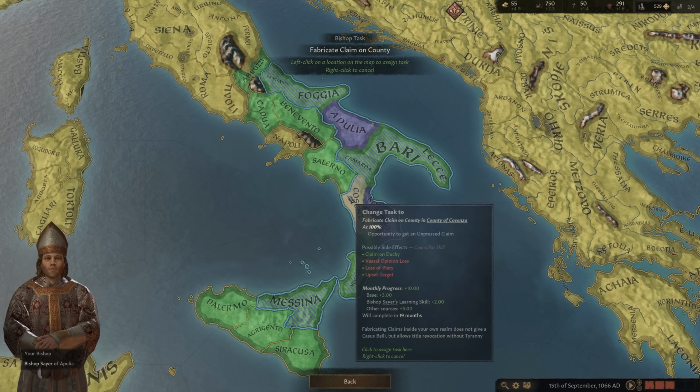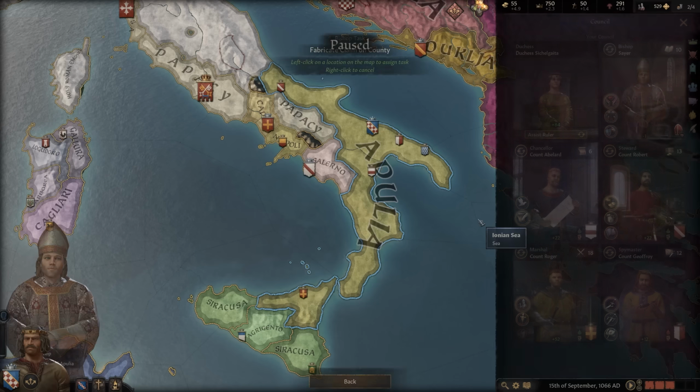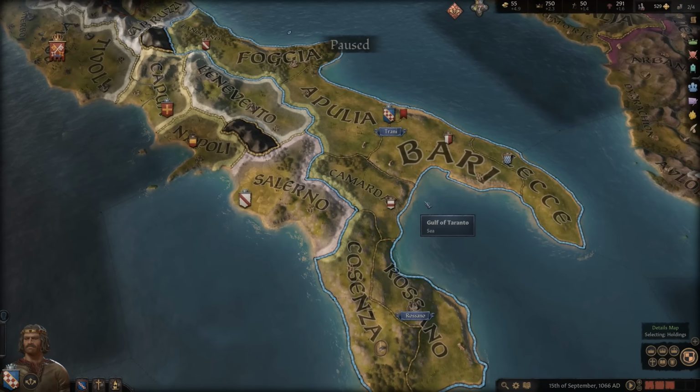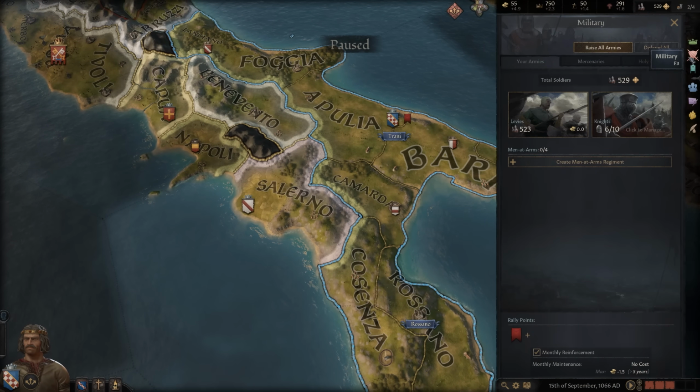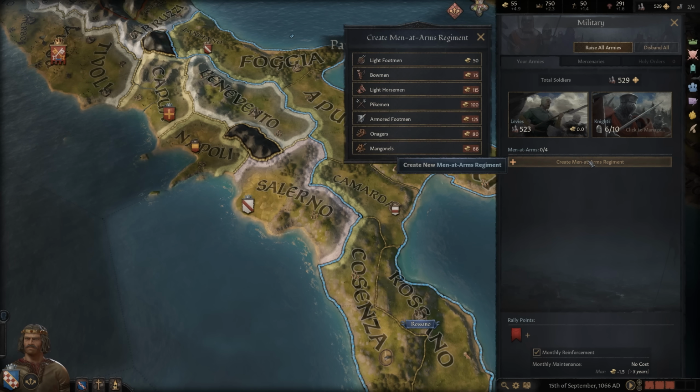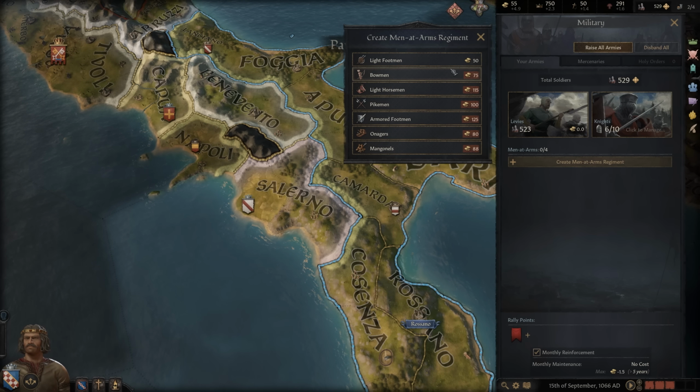So it is a little bit slower of a process, and the feudal system is bogged down by a number of things too, like when you look at military, creating men-at-arms, you have to do with money. But you can actually maintain a higher amount of men-at-arms because you can increase those so much more over time.